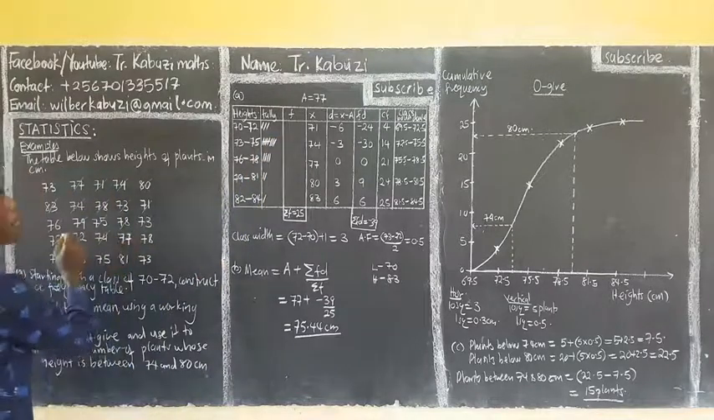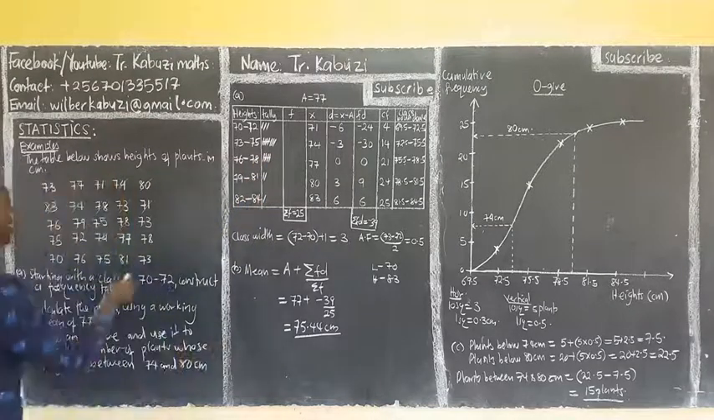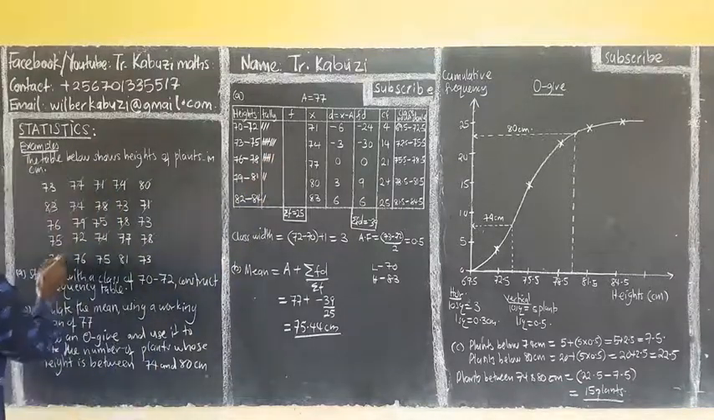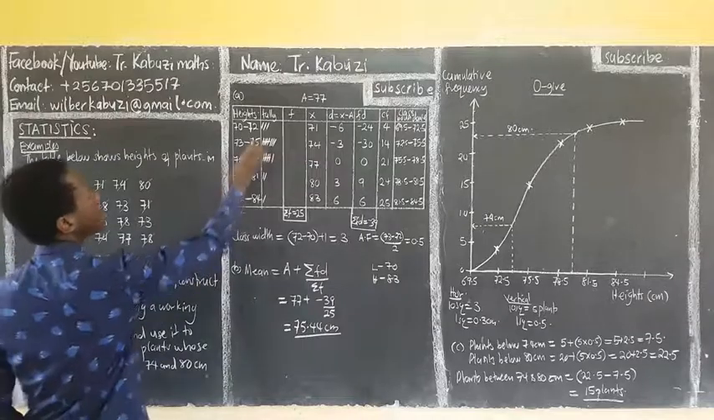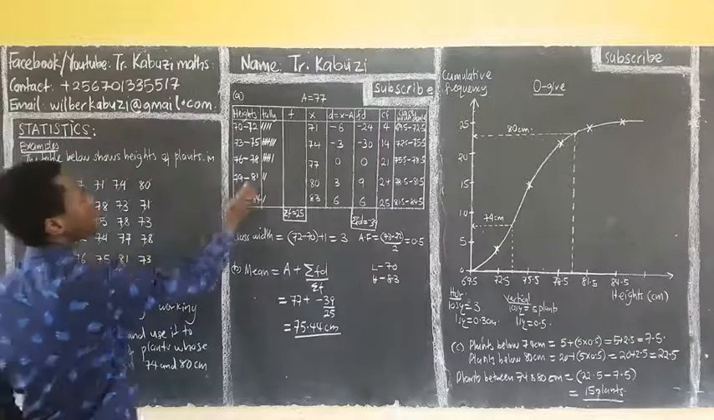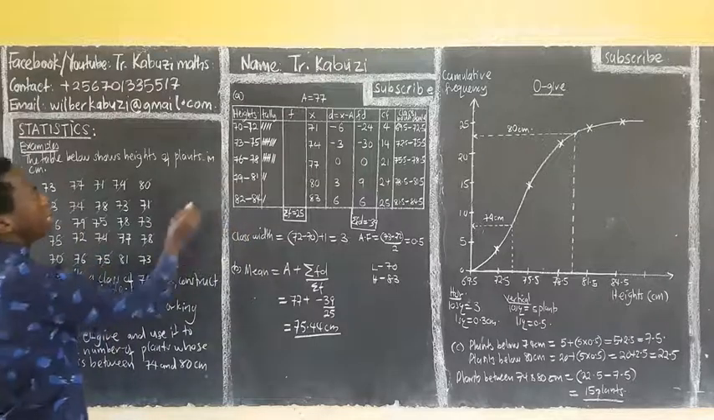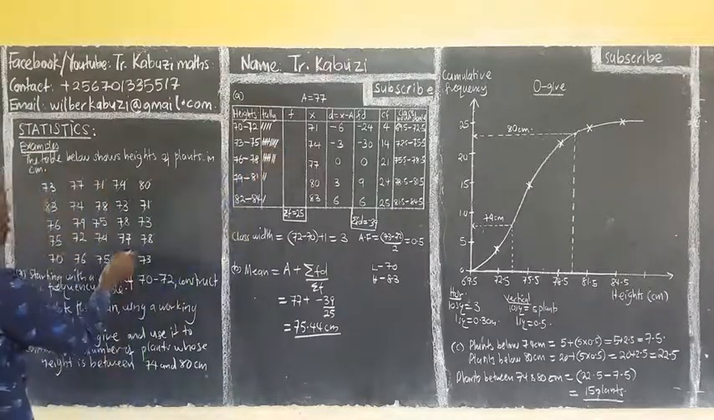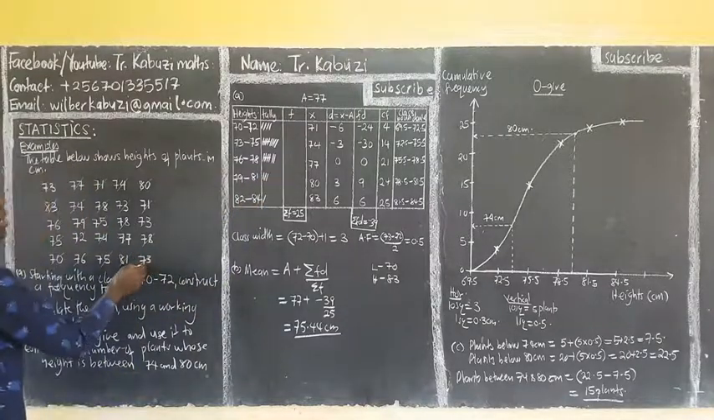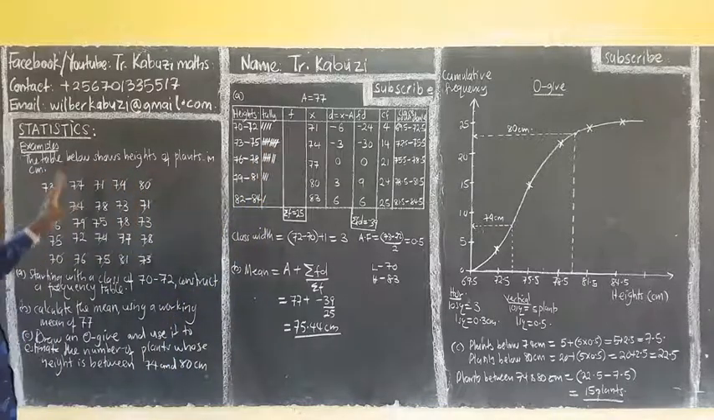Then 77 is here. Now there are 5 in turn. Then 78 is here. Then my 70 is here. Then my 76 is here. Then 75 is here. Then 81 is here. Then 73 is here. Now there are 5. So that's how you put it. Now I've completed everything here.